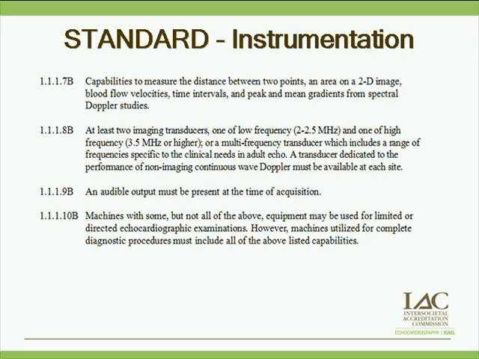An audible output must be present at the time of acquisition, and this just means that your echo equipment has to have sound so you can hear your Doppler. This does not mean that your workstation also has to have sound. We know that many of them don't. So again, it's just sound on your machine so you can hear your Doppler. Machines with some, but not all of the above, can be used for limited or directed echo studies, but if you're going to do a complete study, it has to include all of those capabilities.